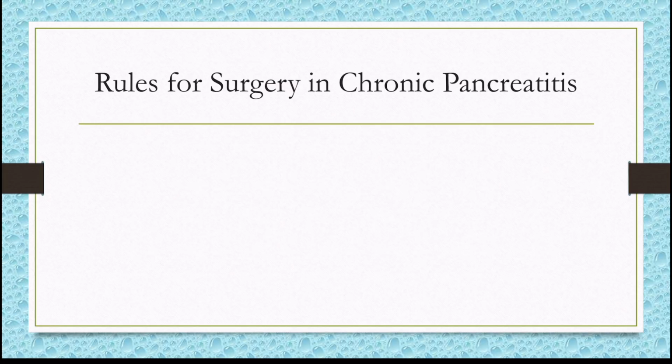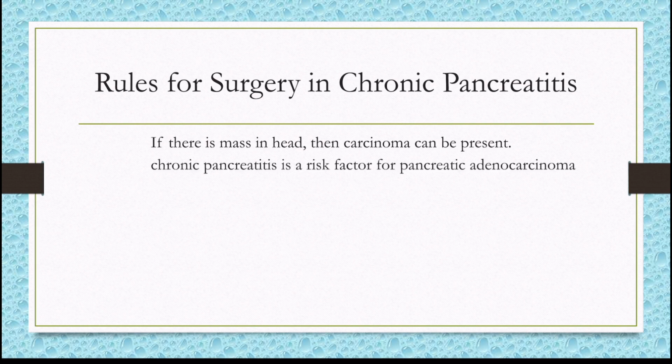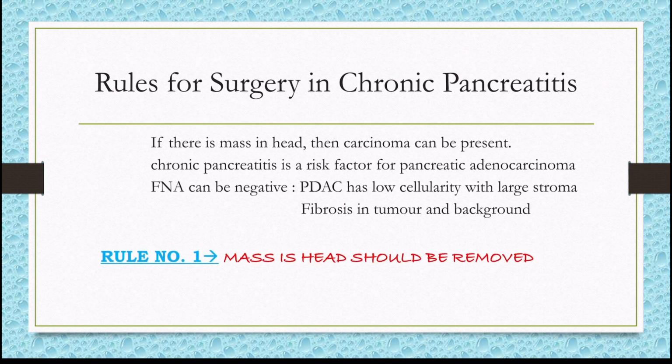There are some basic rules for surgery in chronic pancreatitis. On MRI, if there is a mass in head of pancreas, then carcinoma can be present, plus mass also can be epicenter of pain, as chronic pancreatitis is a risk factor for pancreatic adenocarcinoma. Fine needle aspiration cytology of head mass done by endoscopic ultrasound can be negative for two reasons. Pancreatic cancer has low cellularity with large proportion of stroma, plus fibrosis in tumor and background also may lead to decreased sensitivity of FNAC. So, rule number 1: any mass in head should be removed to remove epicenter of pain, and malignancy, if present.